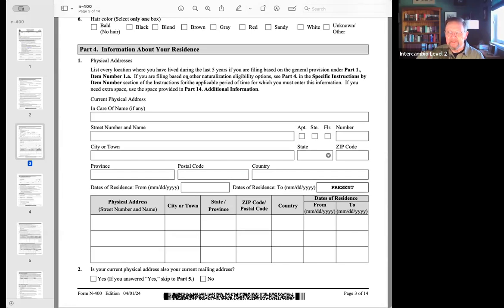That's not what they're asking. They're asking where you live. And you put down your current address. And maybe you're living with somebody.